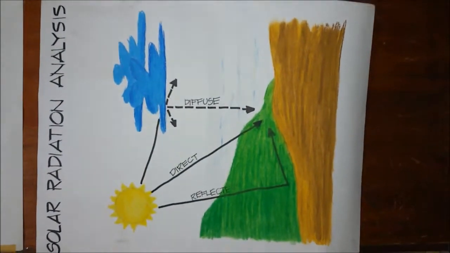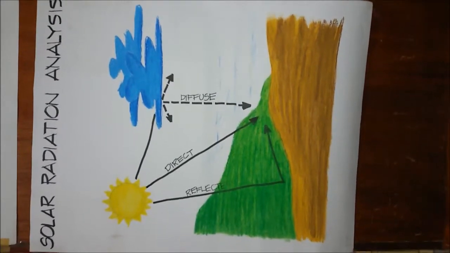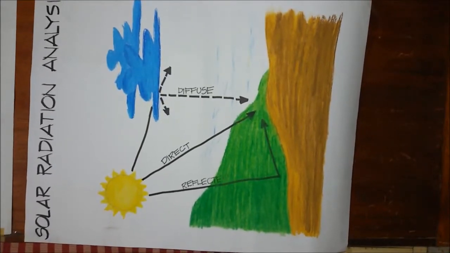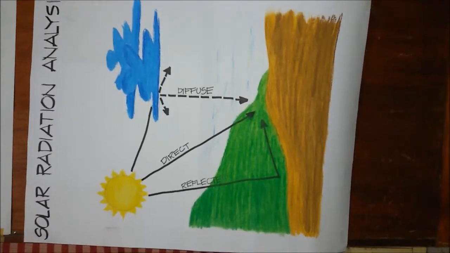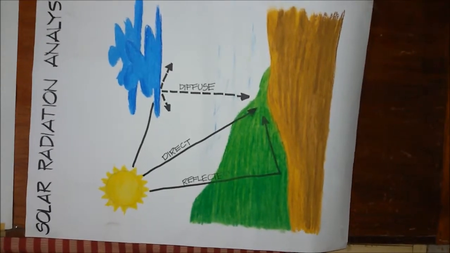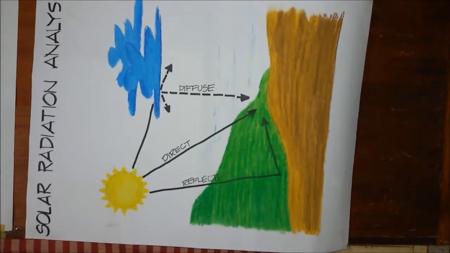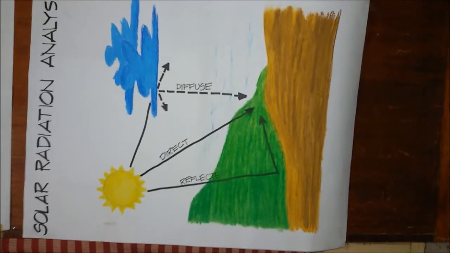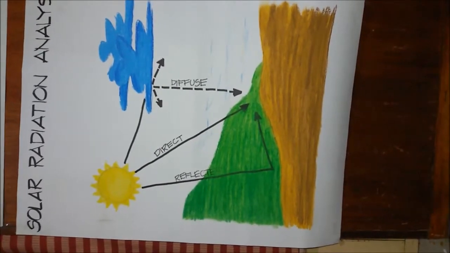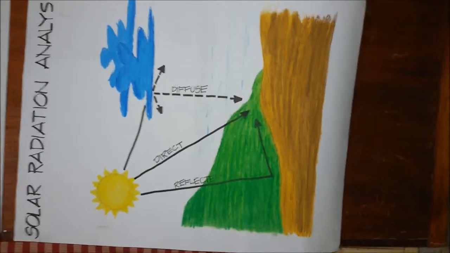Solar radiation analysis. Incoming solar radiation, or insolation, is a driving force for the Earth's physical and biological systems. Knowledge of the amount of insolation at a specific geographic location is helpful for applications in diverse fields, such as agriculture, resource management, meteorology, civil engineering, and ecological research.